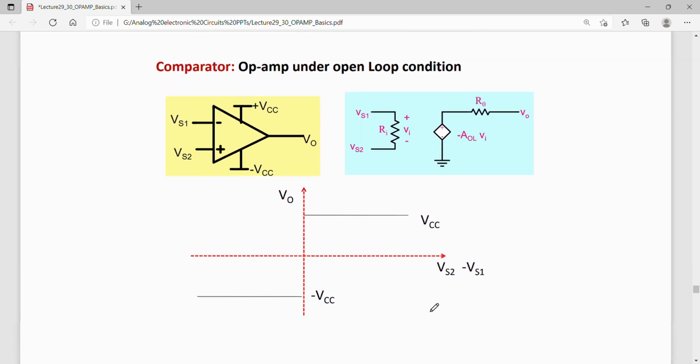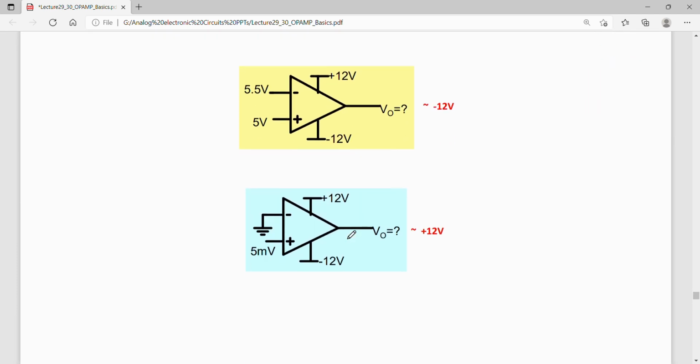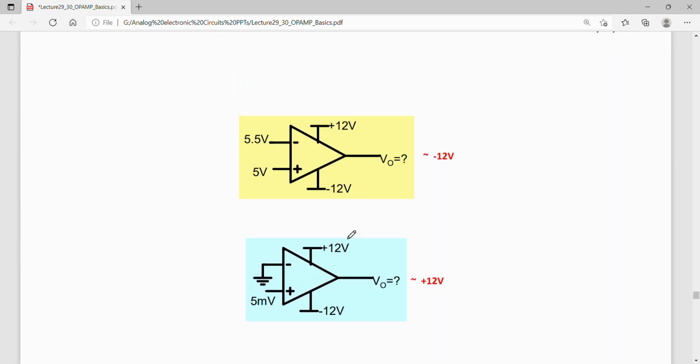Now similarly, let us see a comparator using OPAMP. In fact, an OPAMP under open loop condition acts as a comparator. So how does it act as a comparator? Let us see. We understand that the output of this OPAMP can be maximum plus or minus VCC, so it will always be saturated to plus or minus VCC. So an OPAMP in open loop acts as a comparator.